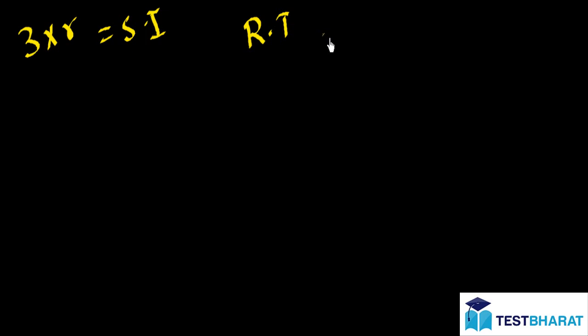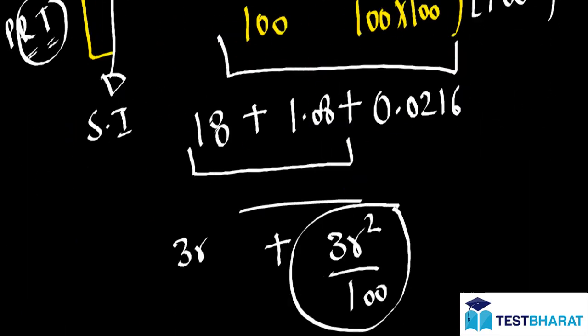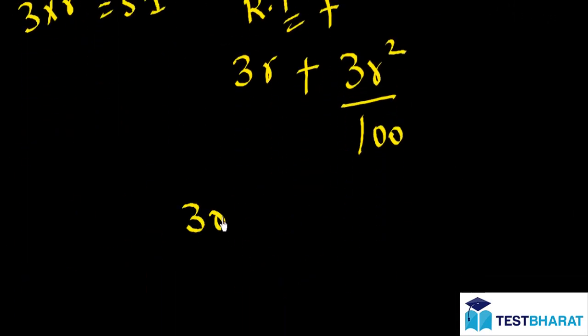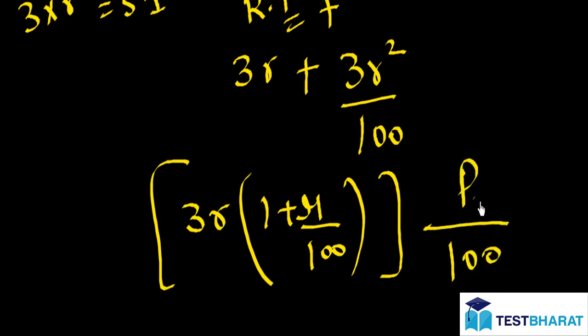Now the time period is 3 years, so 3 into R plus 3R square upon 100. Just that is what you need to do. Or you take 3R common, 3R times (1 plus R upon 100), and then just multiply with P upon 100. I have adjusted it for decimal places. So you just need to do this and you will get your answer for the compound interest for 3 years.